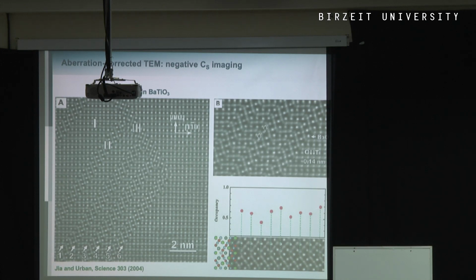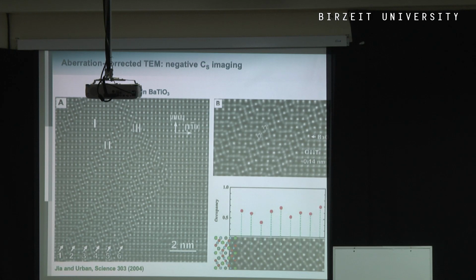You can interpret not only the positions but also the heights of the individual white features corresponding to where the atomic columns are, and this is both the light atomic columns, in this case oxygen, and the heavier atomic columns, barium and titanium. None of this would be possible without aberration correction. This is all still done in transmission. The high energy electrons are still passing through the sample, and now the spatial resolution is not 100 times the electron wavelength, it's about 40 times the electron wavelength. It's still not diffraction limited, but it's improved very significantly.